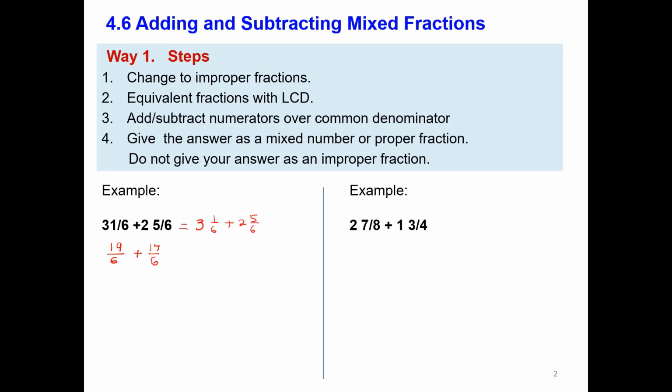over 6. Now we have the same denominator, so we just add the numerators, which gives 36 over 6. Then you can divide by 6 and you will have 6 over 1, which is equal to 6. Or you can just say 36 divided by 6 equals 6.